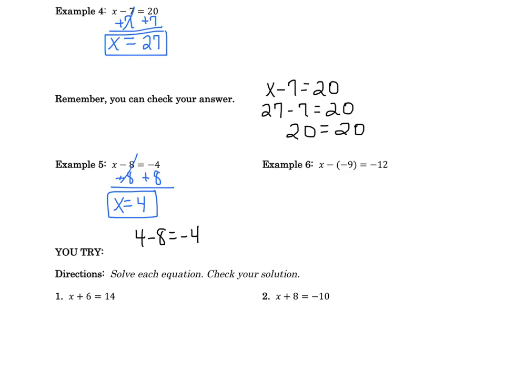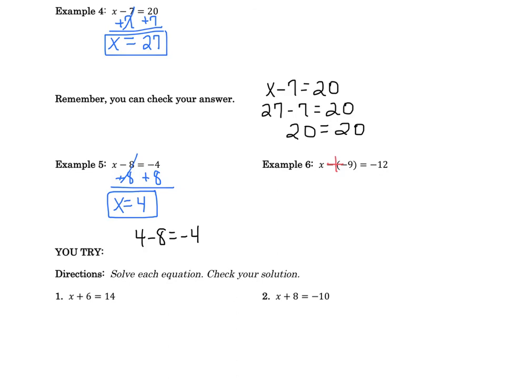And now let's look at example 6. x minus a negative 9 equals negative 12. So my first step is I want to change a sign. We have two negatives. That becomes a great big plus sign. So now I made an addition sign. And now you're going to follow the inverse operation to find out what x is.